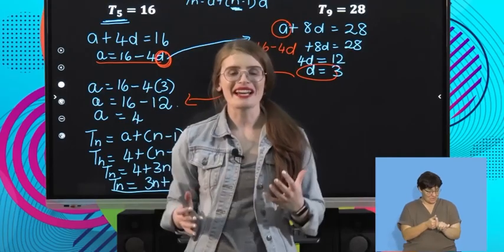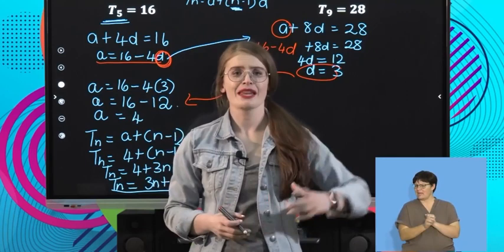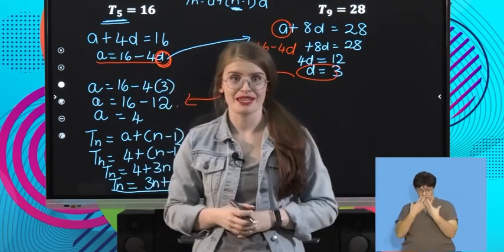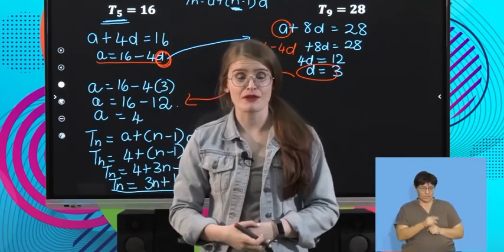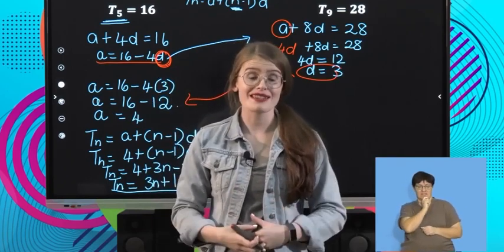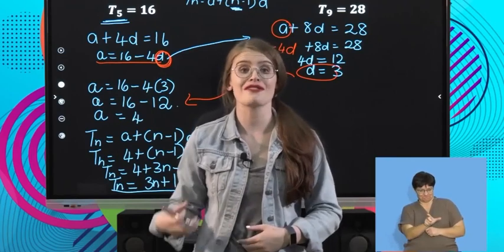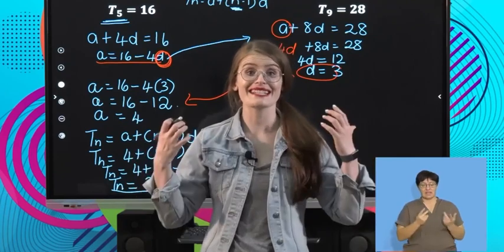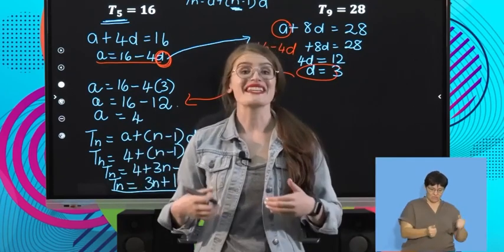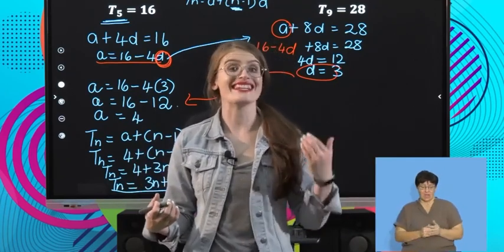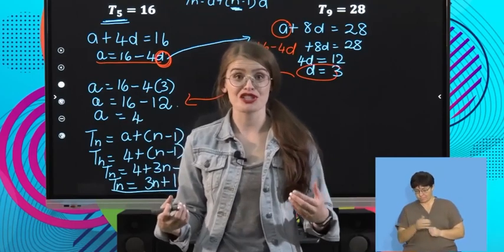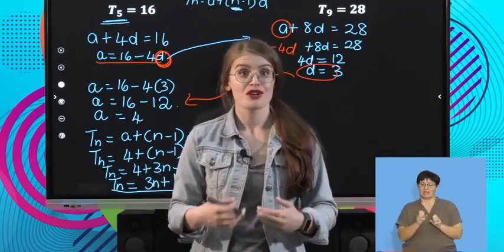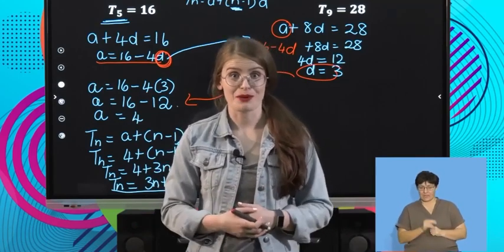So essentially, what has happened in the example behind me? I was given two different pieces of information about a pattern. I use those pieces of information to express certain terms in terms of A and in terms of D. I then solved simultaneously for A and D. Once I had A and once I had D, I could then substitute it into my general formula to isolate the general term. So let's look at the next part of the question.